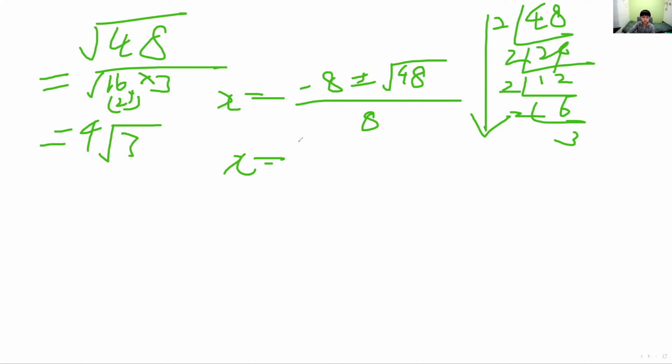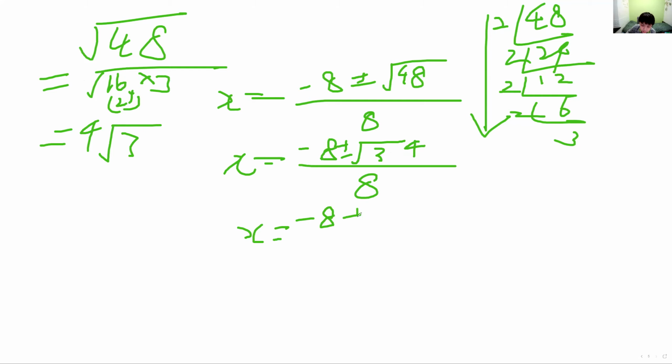So which makes it x equals -8 plus or minus 4 square root 3. I didn't put the 4 in; you have to note that. Divided by 8. So that means x equals -8 plus or minus. We can put the 4 before this square root, or it can be after the square root as well.